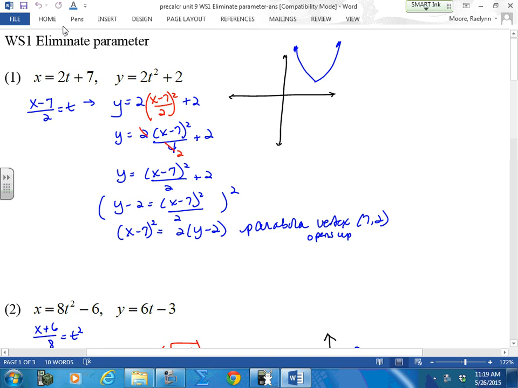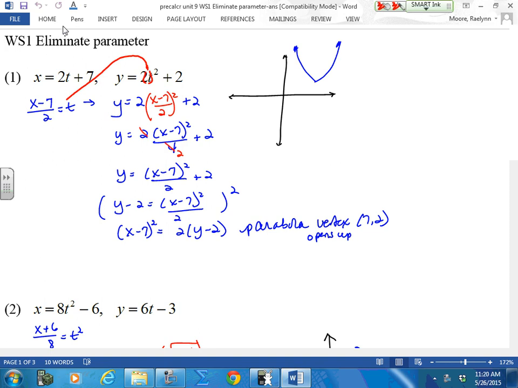To convert your x equation to solve for t, just transform your equation. Solve for t, and then you're going to substitute in for the t in the y equation. This eliminates your parameter. It brings it back to x and y.